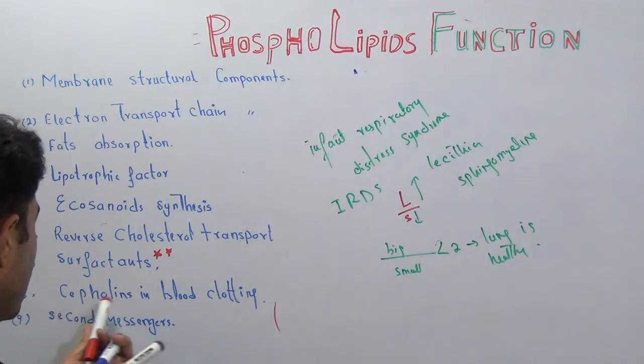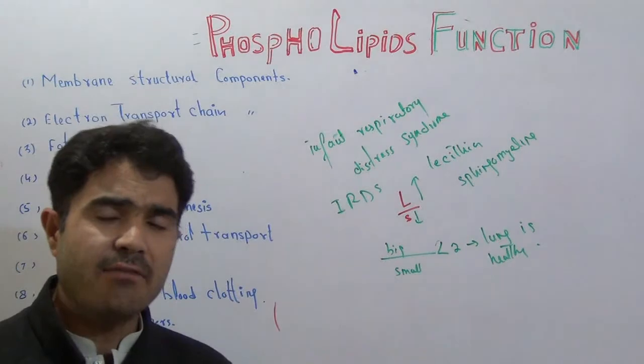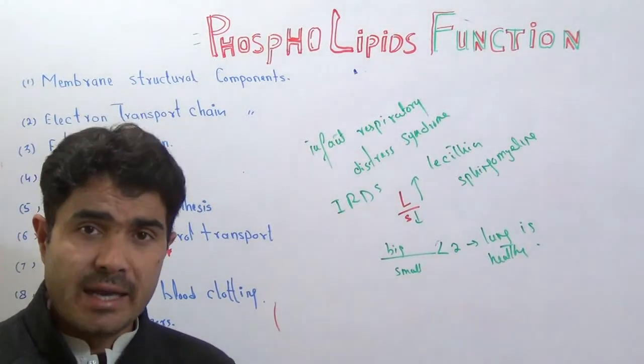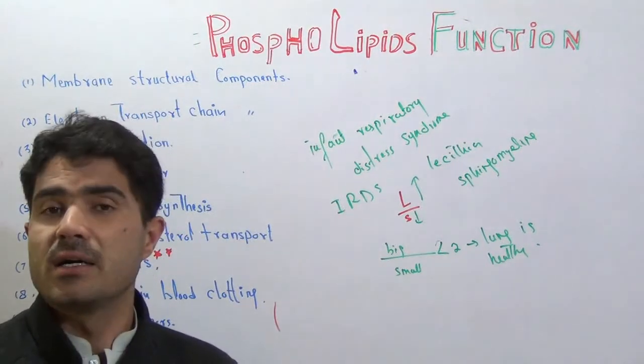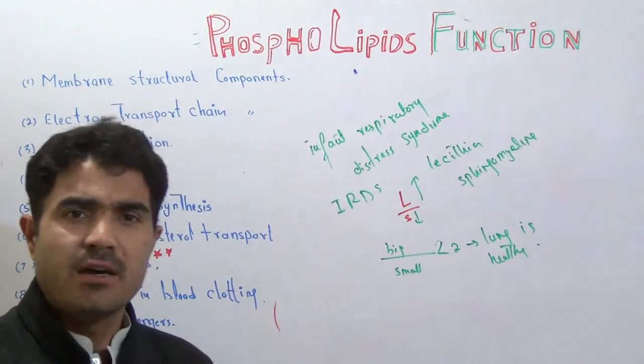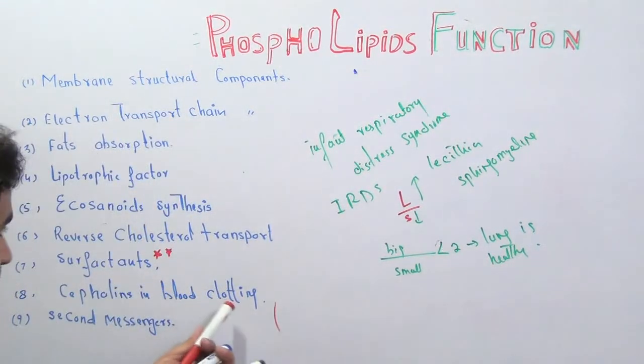The eighth one is cephalin in blood clotting. Cephalin is also a phospholipid, and I have already discussed the structure of cephalin in the lecture on fatty acid, phospholipid structure and types. You can just type phospholipid structure and types and you will get that lecture. So it helps in blood clotting.